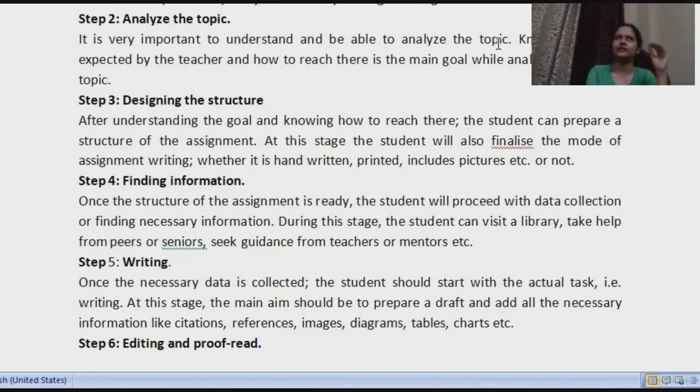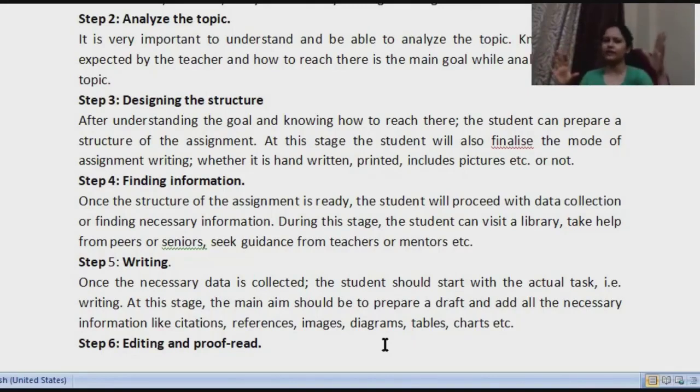If they have simply said write a note on assignment writing, you can write anything there. But if they have specifically said what are the steps involved in assignment writing, there you cannot skip writing the steps, right? So that is why it is very important to analyze the topic. Knowing what is expected by the teacher and how to reach there is the main goal while analyzing the given topic. Here we know that, okay fine, we need to write about the steps involved. How will we reach that stage?